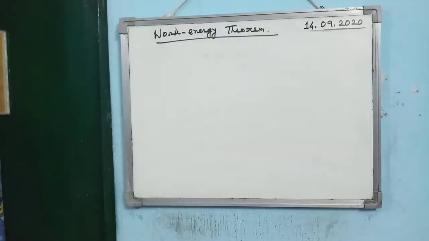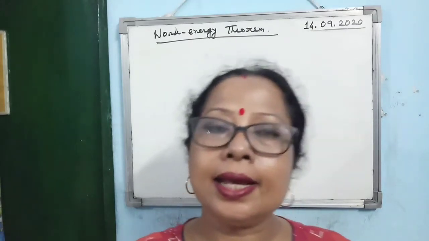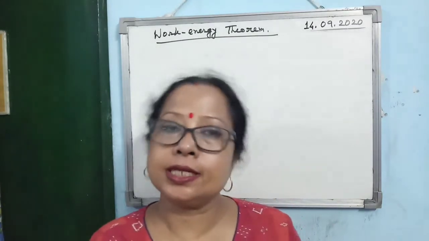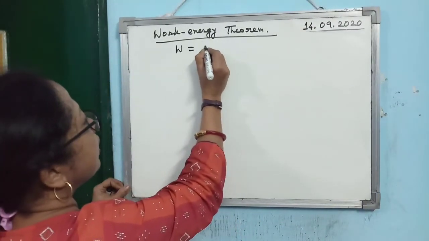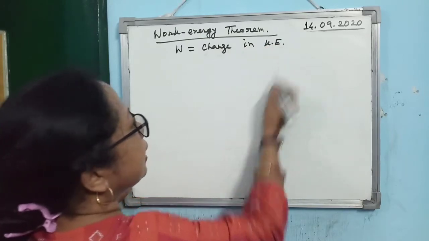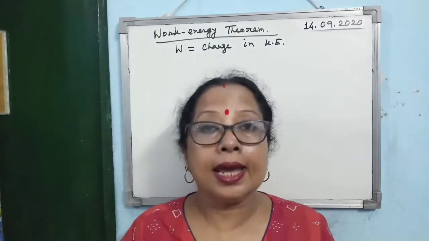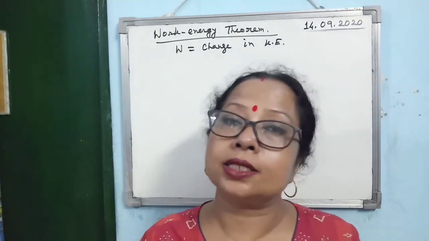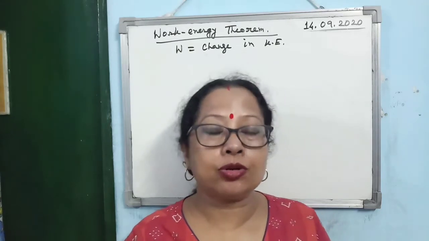Now next concept is Work-Energy Theorem. According to Work-Energy Theorem, when a force displaces a body in a certain direction, then work done by the force is equal to change in kinetic energy. Means one can write work done is equal to change in kinetic energy. But remember, in this case there is no change in the potential energy. But if the potential energy also changes, in that case work done is equal to change in the total energy. You must remember that.